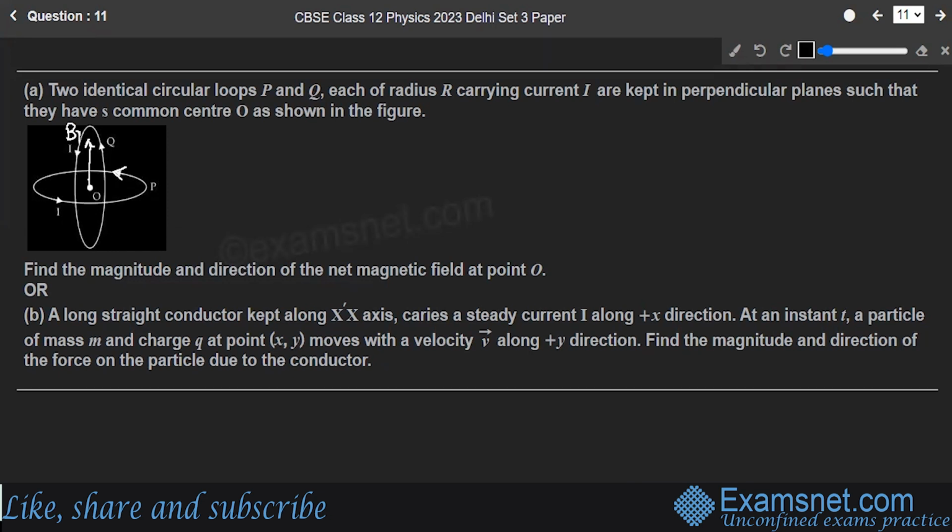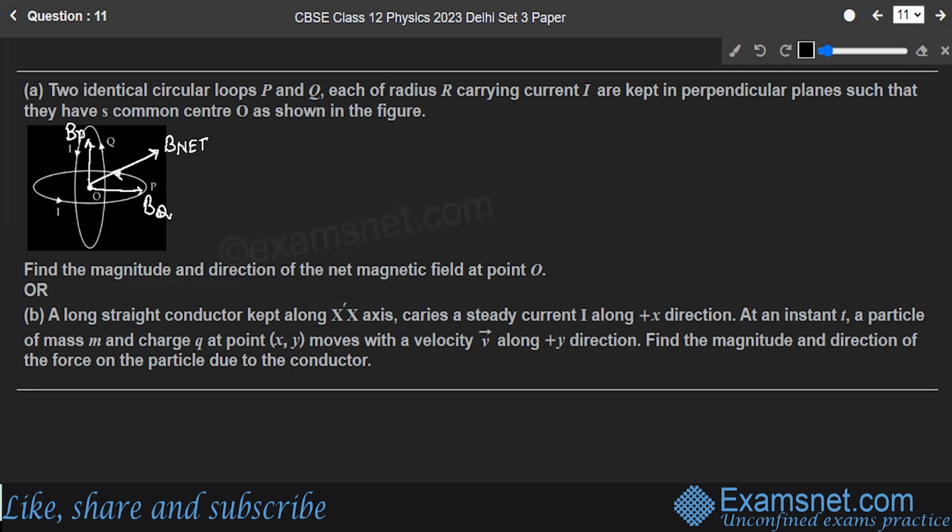This will be the direction of magnetic field for the P coil, and this will be the direction of magnetic field for the Q coil. According to Fleming's left hand rule, I'm using, these are the two directions of the magnetic fields. You have to find out the net magnetic field, right? This is what you had to find out.